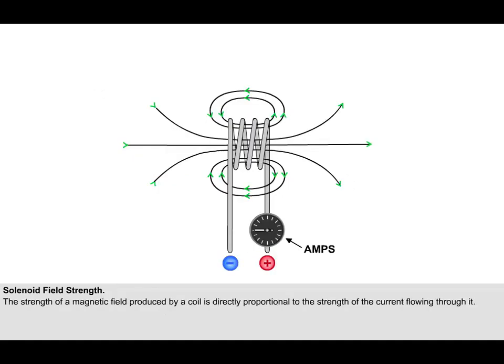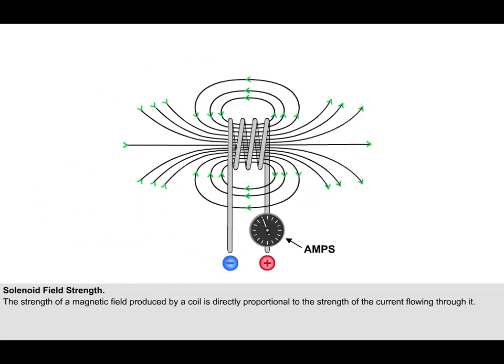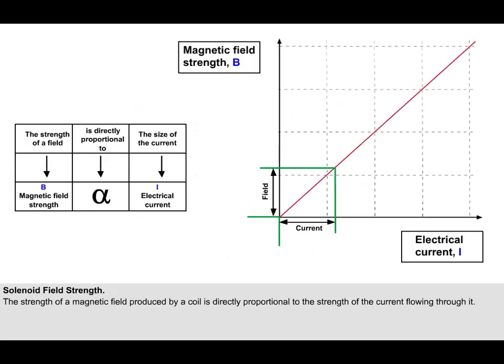The strength of a magnetic field produced by a coil is directly proportional to the strength of the current flowing through it. This graph represents visually the connection between the two variables. That is, the current flowing in an electromagnet and the strength of the field produced.